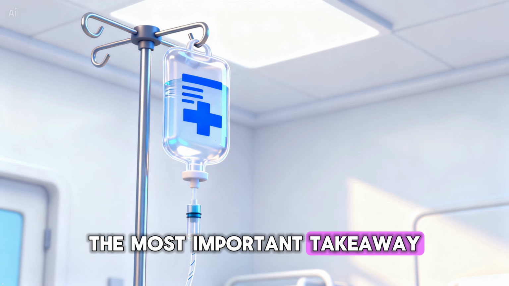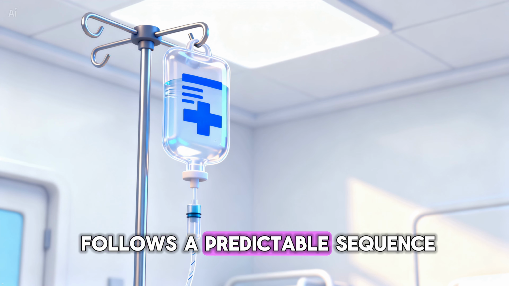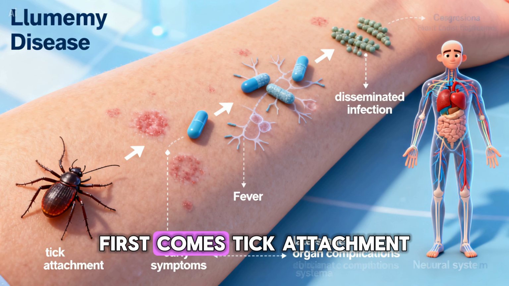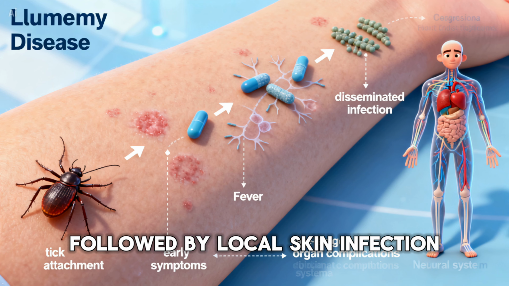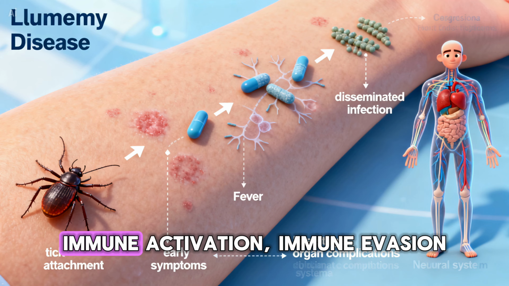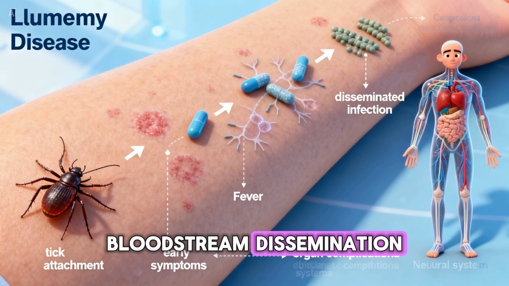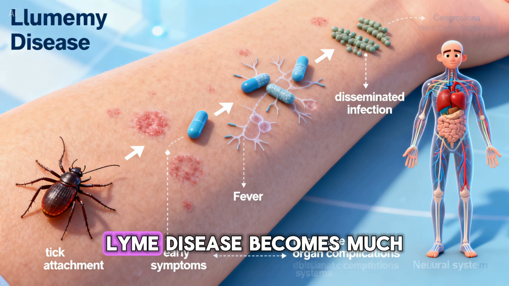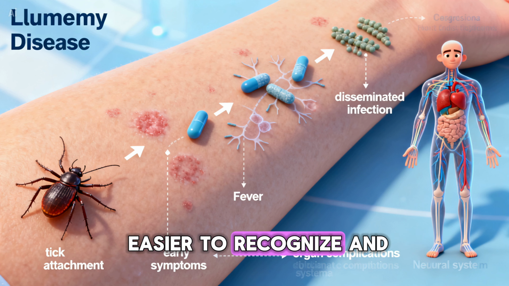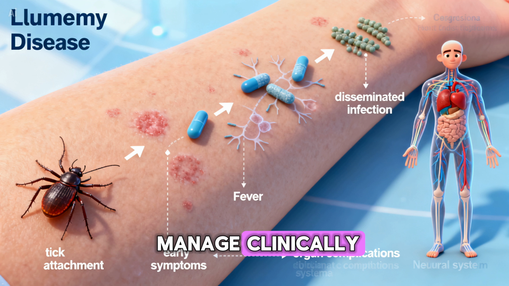The most important takeaway is that Lyme disease follows a predictable sequence. First comes tick attachment, then bacterial transmission, followed by local skin infection, immune activation, immune evasion, bloodstream dissemination, and finally, organ-specific complications. If you understand this sequence, Lyme disease becomes much easier to recognize and manage clinically.